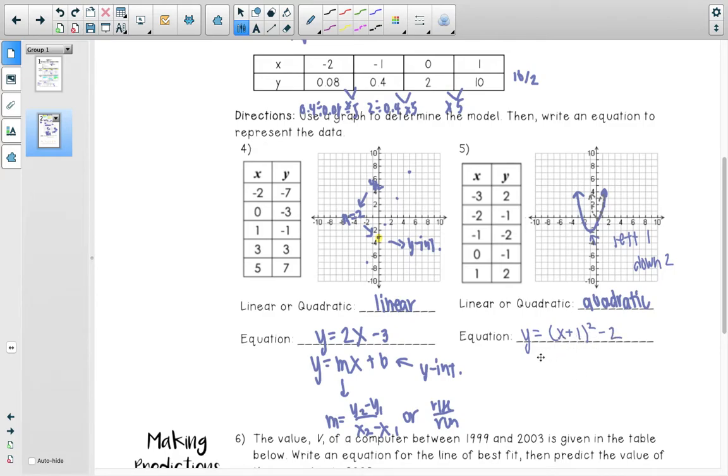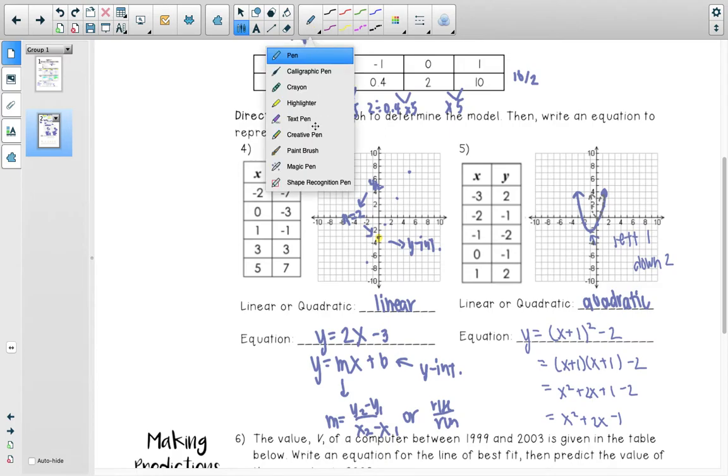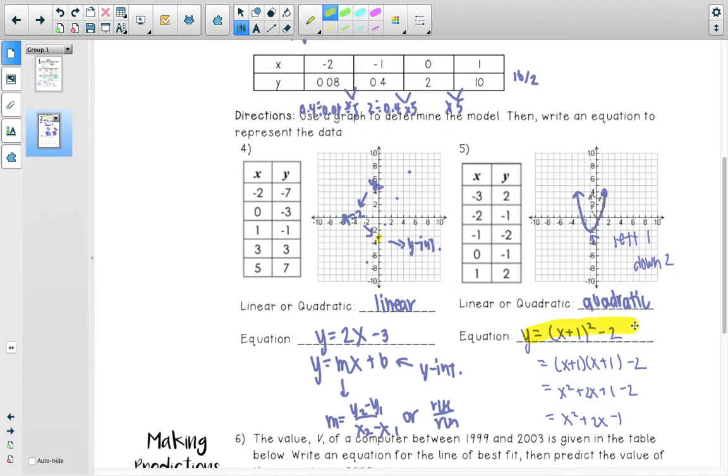Now you could go ahead and distribute it out. X plus 1 squared is saying x plus 1 and x plus 1, then you have -2. Just to make it faster, you have x squared. If you add the ones, you get the middle term, and if you multiply them, you get the last term. So it ends up being x squared plus 2x minus 1, but I don't need that, okay? So you don't need to take it to that level. This would be just fine for me, okay?